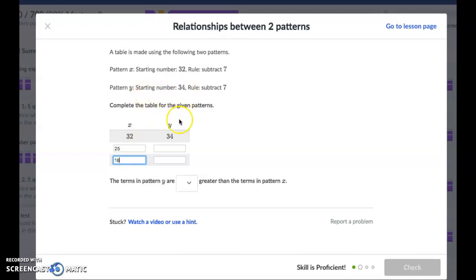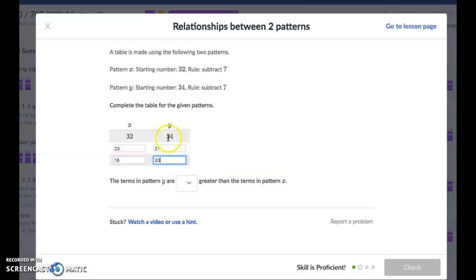Pattern Y, starting number is 34. The rule is to subtract 7. So 34 take away 7 is 27, and then take away 7 is 20. The terms in pattern Y are blank greater than the terms in pattern X.